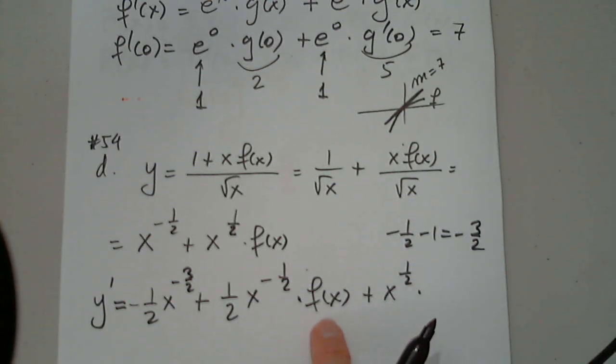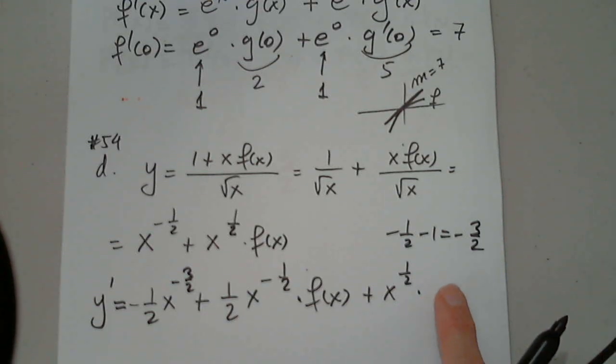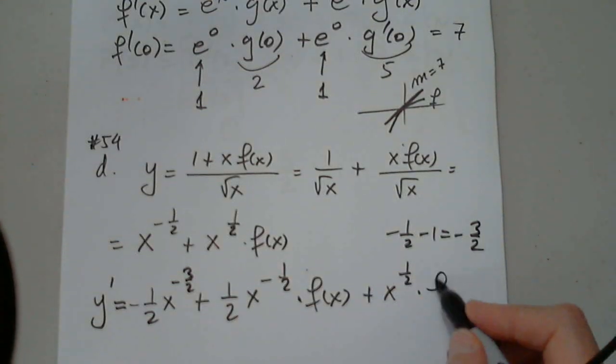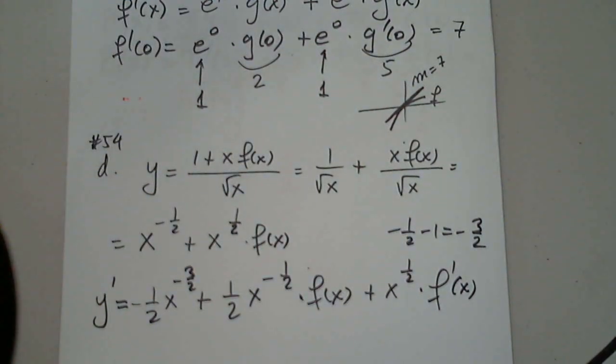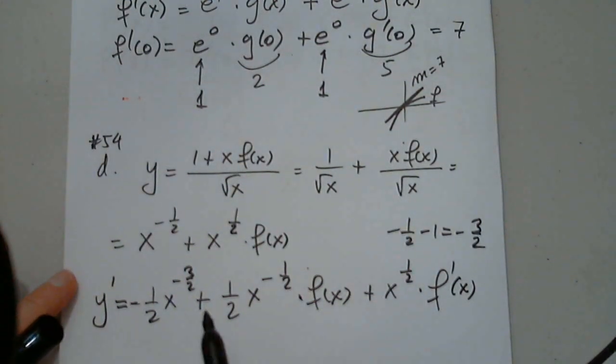So 1 prime times f plus 1 times f prime. There is nothing we can do here. This can stay as is. This is it.